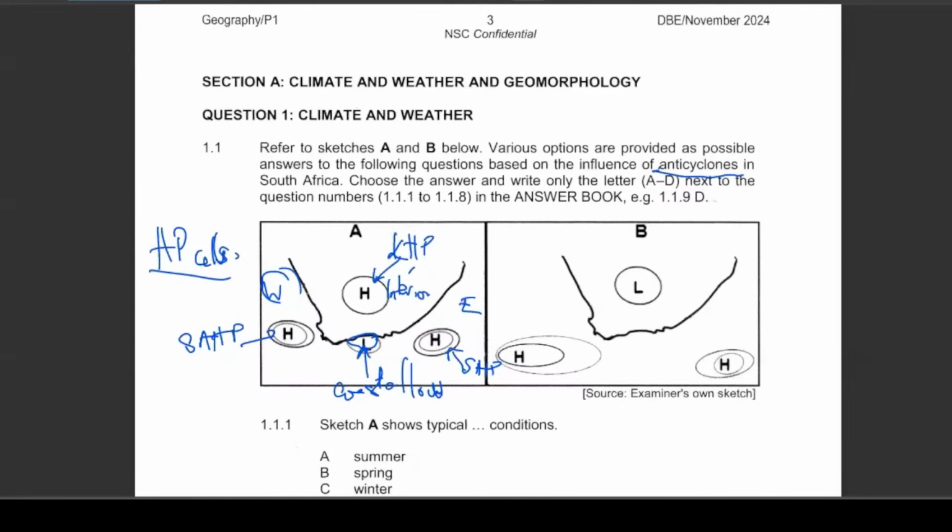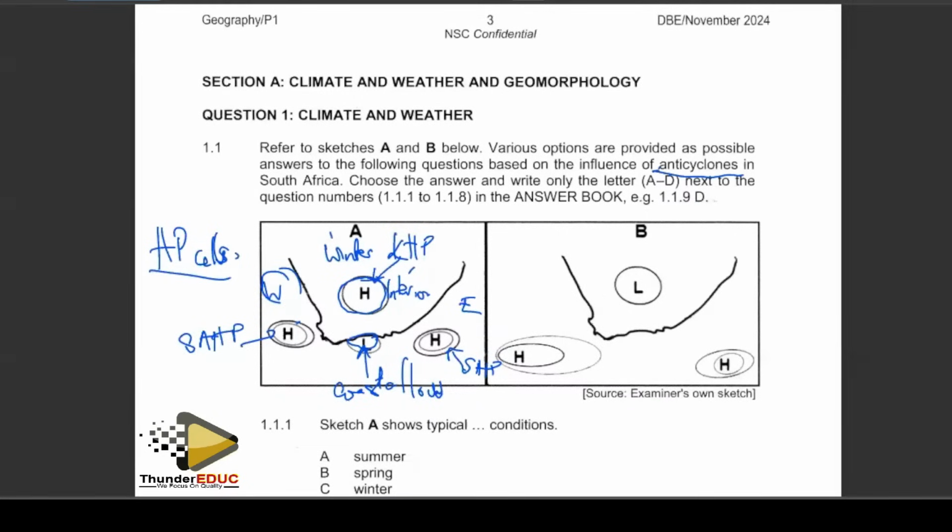Right. When you are reading and interpreting synoptic weather maps and you find a map whereby this high pressure cell is dominating over the interior, it should give you an understanding that this is typical of winter conditions. Strong descending air over the interior is what causes the dominance of the Kalahari high pressure cell over the interior.